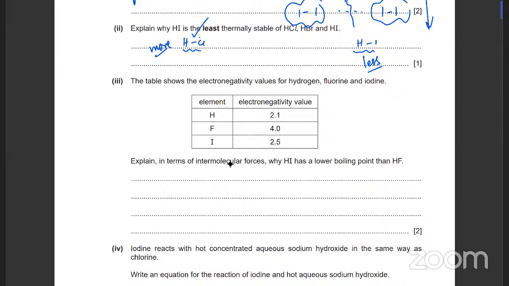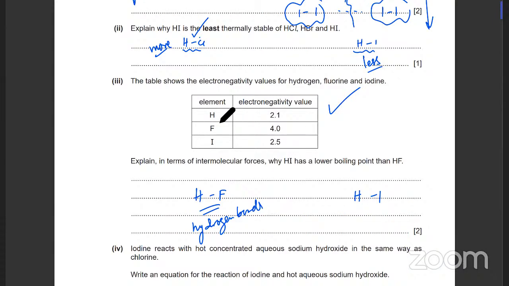Now the electronegativity values are given. So in terms of intermolecular forces, why does HI have a lower boiling point than HF? So what is happening in HF? Why is this having a higher boiling point? Because it has a more electronegative atom attached to it. Because it's going to form hydrogen bonds. The first thing is you're going to talk about the electronegativity difference. That's why they gave you this table over here.